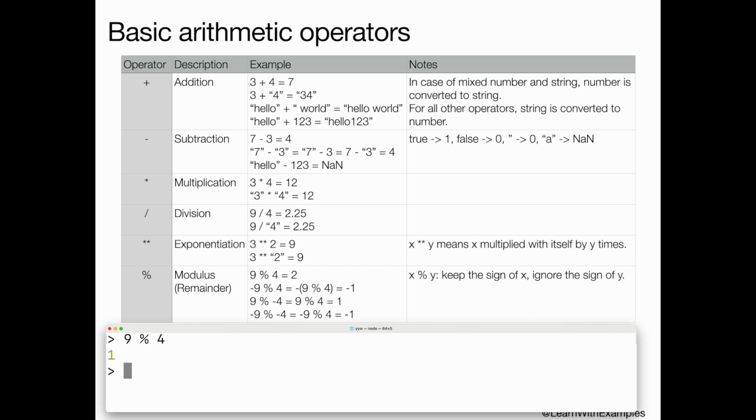Modulus keeps the sign of the left operand and ignores the sign of the right operand. Thus, minus 9 modulus 4 equals minus 1. 9 modulus minus 4 is the same as 9 modulus 4, which equals 1. Minus 9 modulus minus 4 equals minus 9 modulus 4 equals minus 1.